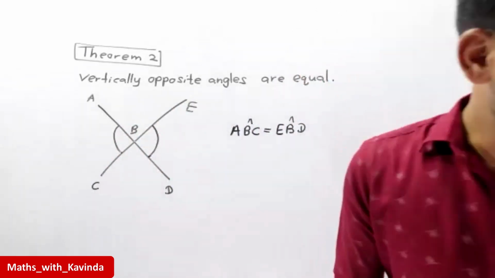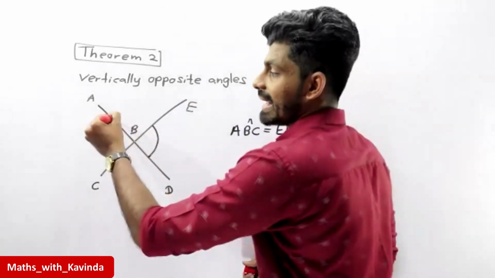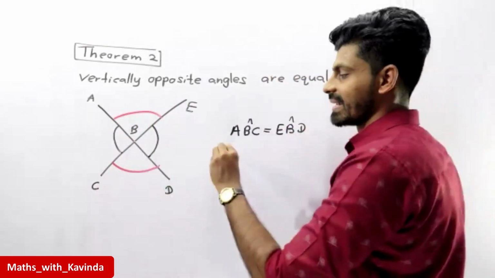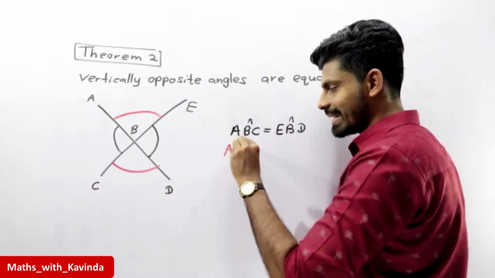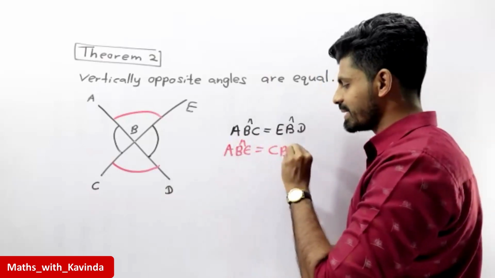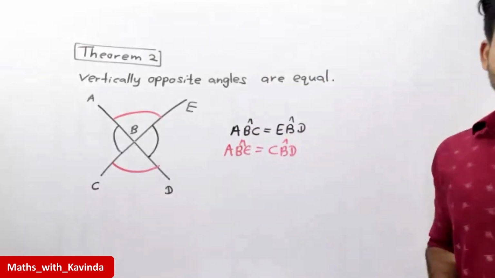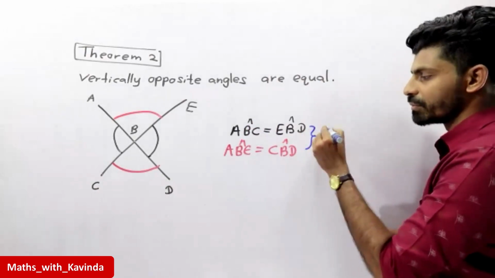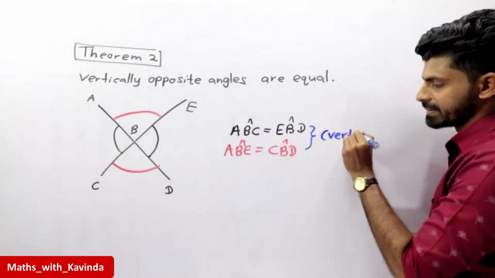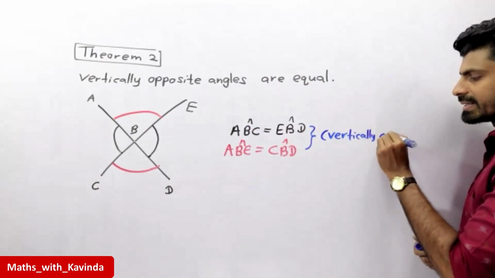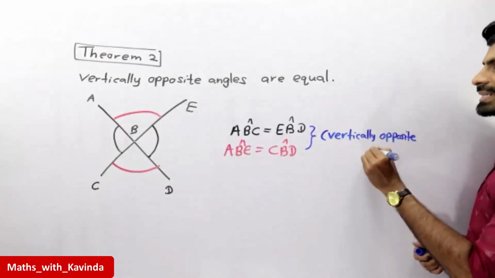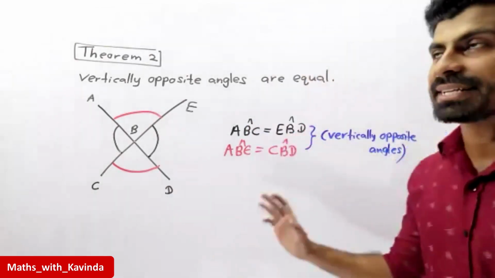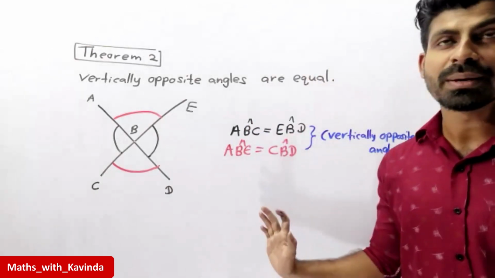Not only that, ABE equals CBD. So that means vertically opposite angles. Right? Vertically opposite angles. Just quickly note it down. This is theorem number 2.